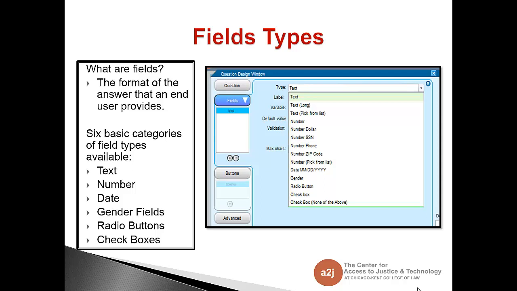So for example, the field type phone number is actually variable type text. It's text because you aren't going to be doing any calculations with a phone number, whereas it's a number variable type when you could potentially be doing calculations.